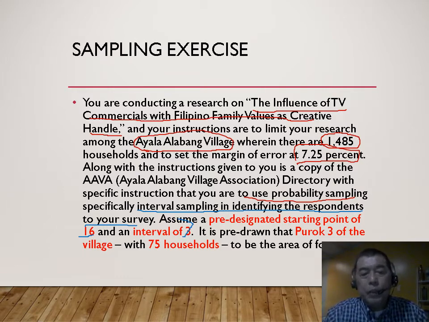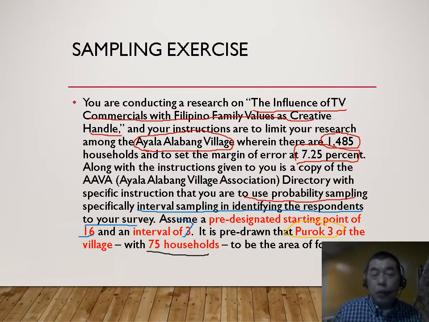So, there is already a pre-drawn cluster in the different area of Ayala Alabang, which you are going to explore your experiment in Purok number 3 of the village because it has 75 households residing in that particular segment or cluster. So very clear, no? So we will apply the different sampling probability technique that we learned.